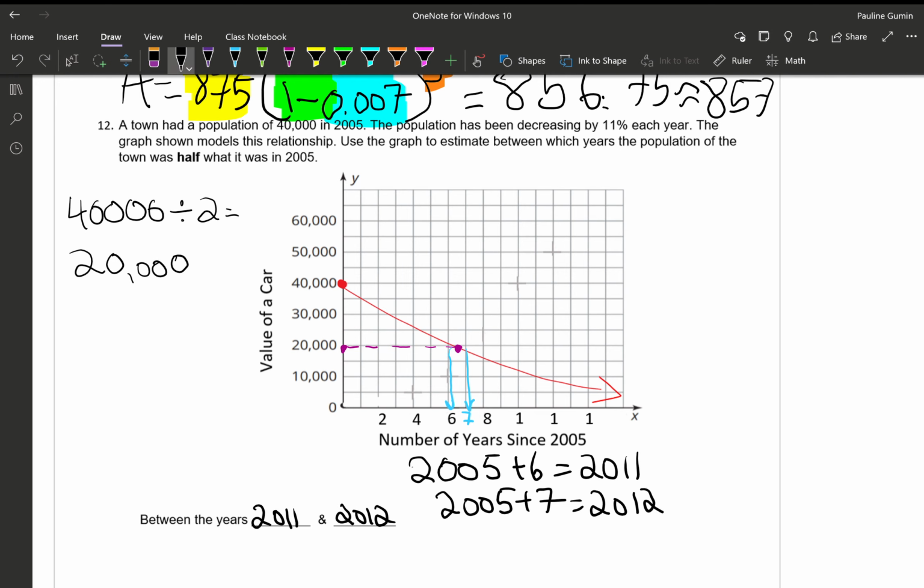Now, if you did give me 2013, if you use that 8 there, I don't think I would take off points, but try to read graphs a little better. Try to be a little bit more accurate with them. Okay? That's the review for KC6.